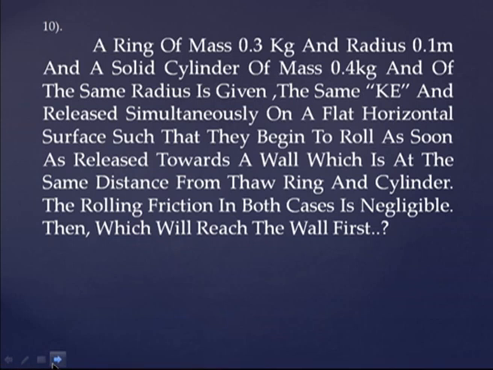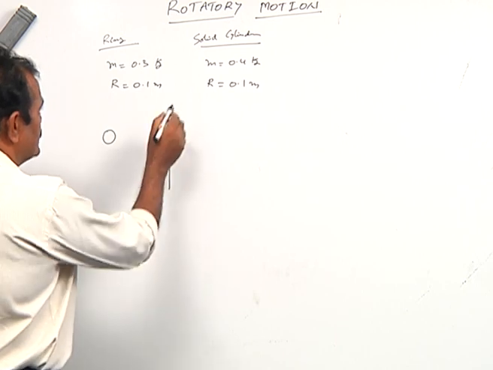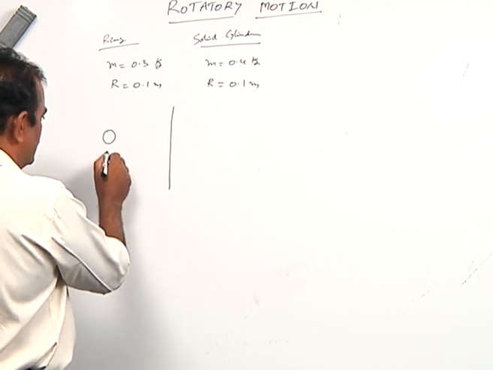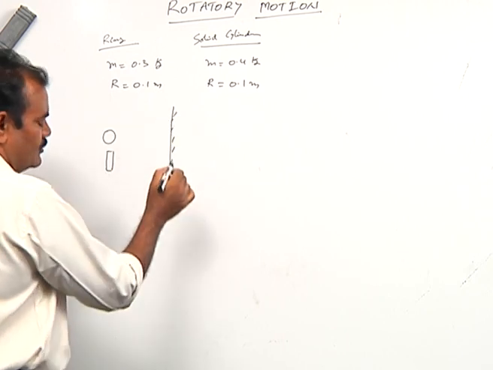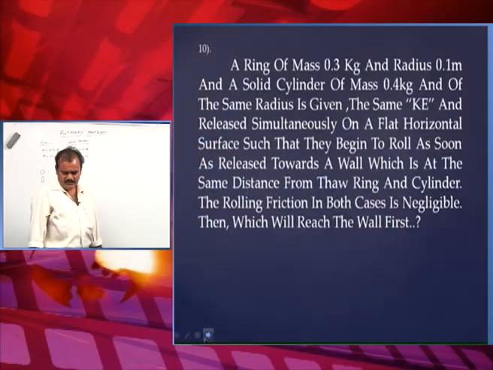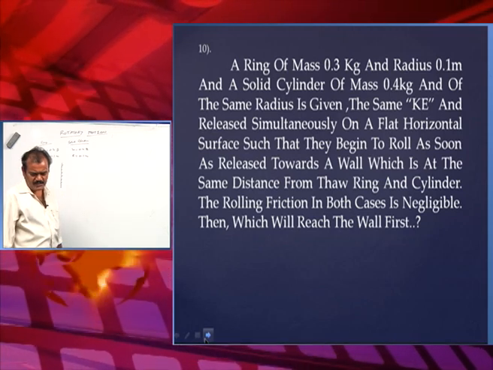Both are given the same kinetic energy and released simultaneously on a flat horizontal surface such that they begin to roll as soon as released towards a wall which is at the same distance from the ring and the cylinder. Suppose this is the wall, and the circular ring is given, and thereafter a solid cylinder is also given, and both are rotated, both having the same kinetic energy.